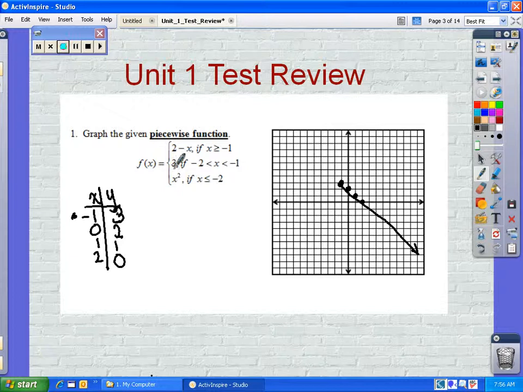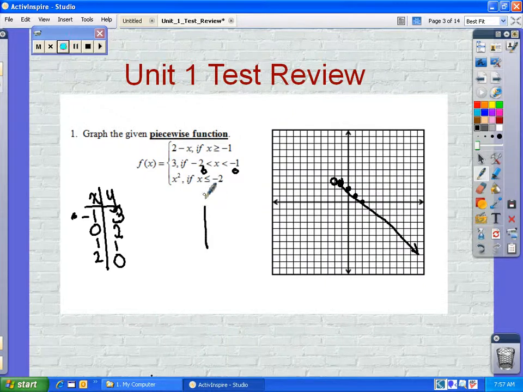This next function is a horizontal line at 3, and that's only from -2 to -1. And notice those are open circles on both of those points. So from -2, and notice that it's going to go from -2 to -1, and it's already a closed circle, so it's really just going to be this little portion right there. And so it's kind of hard to see to graph.